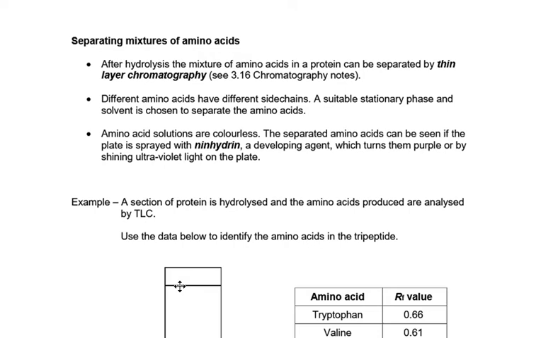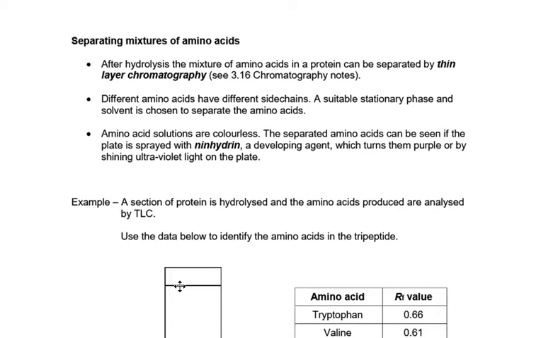So in this video what we're going to do is look at how, when we've hydrolyzed a protein, we could identify which amino acids were present. And the easiest way to do this is to separate the products of hydrolysis by thin layer chromatography. So we've already taken our beaker with our polypeptide in and we've hydrolyzed it. We've now got a beaker with a mixture of amino acids in it, and we're going to separate those amino acids. So different amino acids have different side chains, and so they will interact differently with the stationary phase and the mobile phase of our TLC.